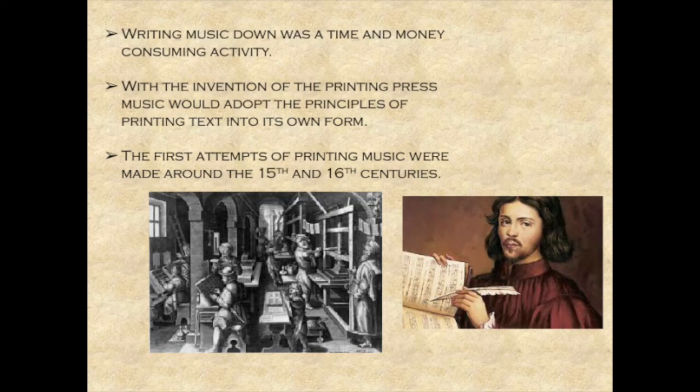While the complexity of musical notation grew, the process of writing down music remained both expensive and laborious. With the invention of the printing press in 1492, it wasn't long before the concepts of printing text were applied to the printing of music, and the first attempts of this were made in the 15th and 16th centuries. In England, Elizabeth I granted Thomas Tallis and William Byrd, his pupil at the time, a monopoly to print and publish music. This resulted in their works becoming widely known.